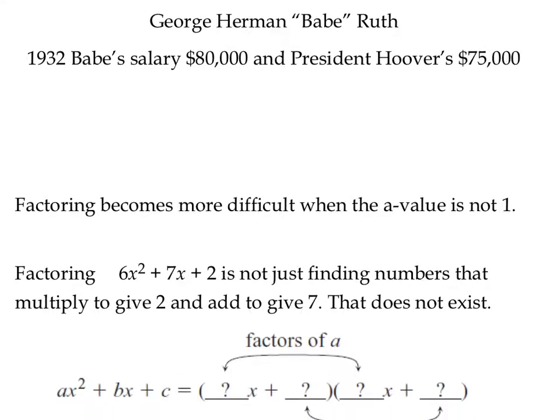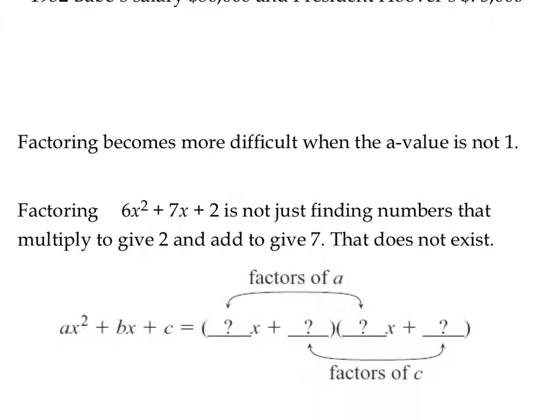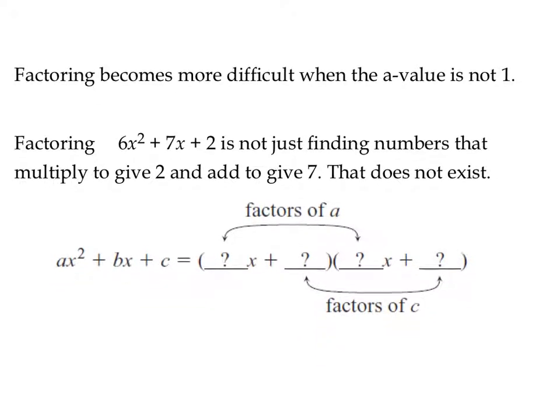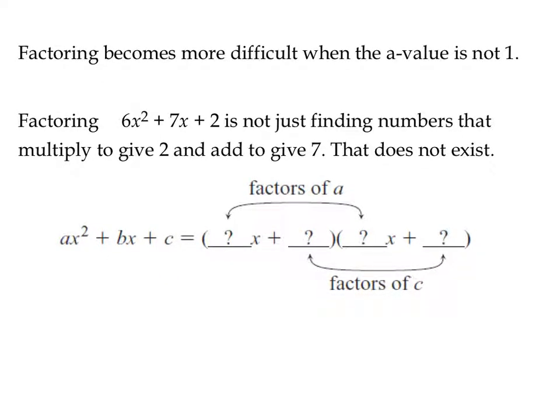So let's look at factoring when there's a number in front of the x squared that's not a 1. In all of the problems we did so far, this a value was a 1. Now, let's say it's a 6, or something else. Anything other than a 1 makes it more difficult, because when this a value is not 1, we have to take into account that there's going to be a factor in front of the two x's here. It's not just going to be 1x and 1x.